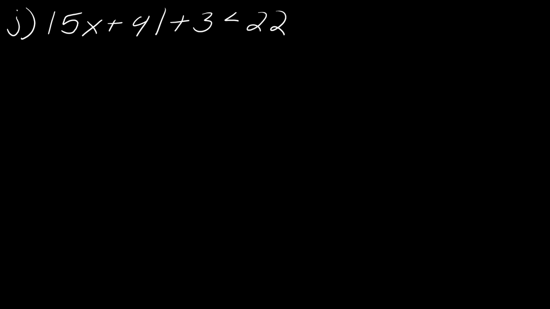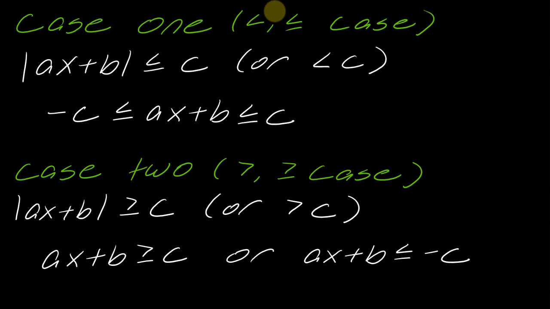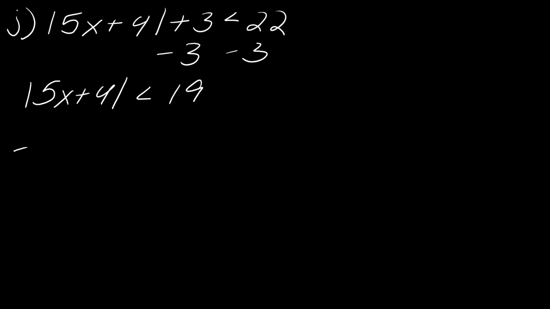Okay, and so we have one more here. This is the absolute value of 5x plus 4, plus 3, is less than or equal to 22. So the first thing that I want to do here is isolate the absolute value. So I need to subtract the 3. And so this will be 19 now. And then this is the less than case. Since it's the less than case, I'm going to break it into the 3-part inequality. So I'll break this up into negative 19 is less than 5x plus 4 and less than 19.